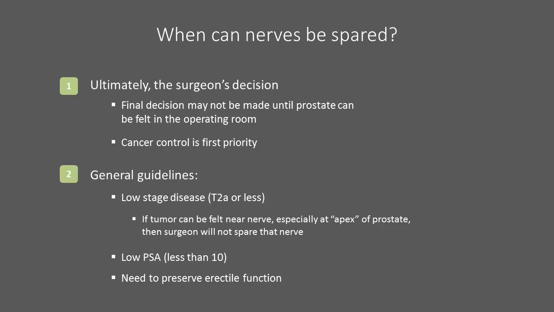So when can these nerves be spared? While there are some guidelines, ultimately it is the surgeon's decision, and the final decision may not be made until the prostate can be felt in the operating room. The surgeon's first priority is cancer control, and this cannot be compromised for the sake of nerve preservation. General guidelines for nerve sparing are listed here. Firstly, the stage of the disease must be low, and there must not be a tumor nodule near the nerve. If tumor can be felt near the nerve, especially at the so-called apex of the prostate, then the surgeon will not spare that nerve. Secondly, the PSA should also be low. And finally, of course, the patient should already have good erections and a need to preserve his erectile function.